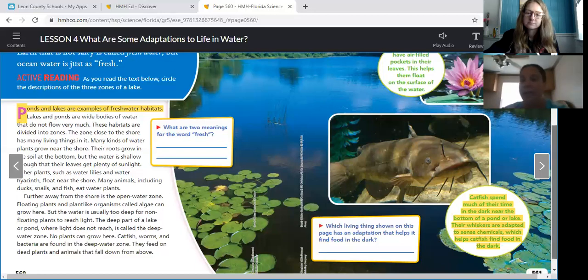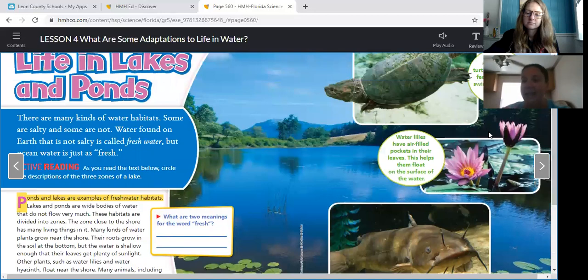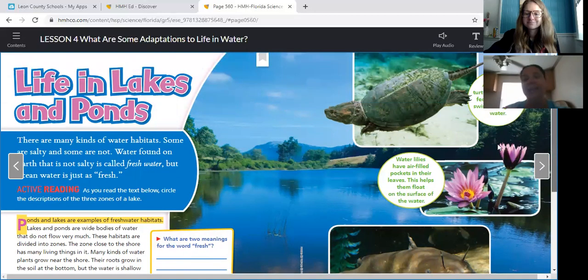Up here, we have water lilies. They have air-filled pockets in their leaves. This helps them float on the surface of the water so that they can get the sunlight that they need. And then, of course, we've got this sweet snapping turtle. He has webbed feet that help it swim through water like many, many other water animals. Okay?